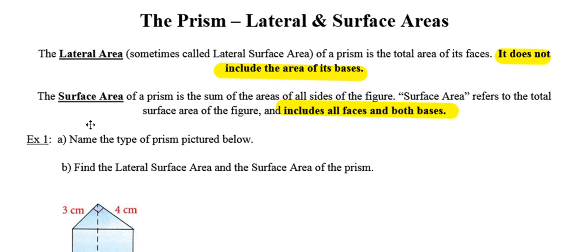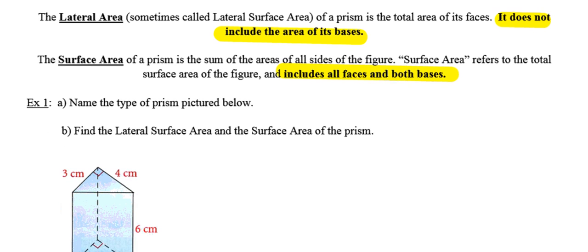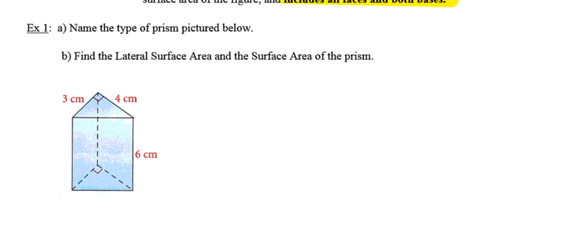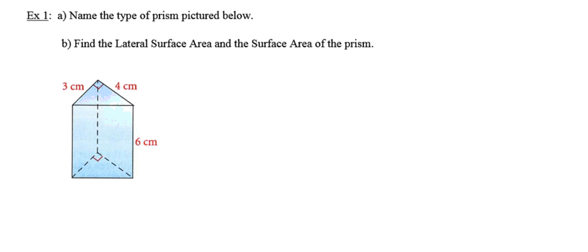All right, so let's go ahead and find some lateral and surface areas. In example 1, they ask us to first of all name the type of prism pictured below. Remember that a prism is named for the shape of its bases. So in order to name this prism, I have to take a look at it and decide which pieces are the bases. The bases, remember, are both congruent and parallel. So the bases of this prism are going to be in the shape of right triangles. And for that reason, the name of the prism is a right triangular prism.